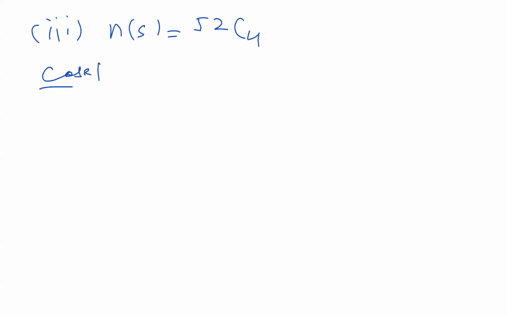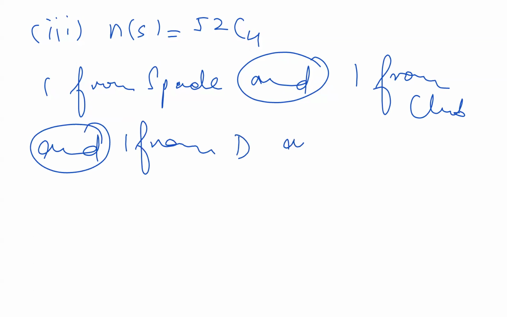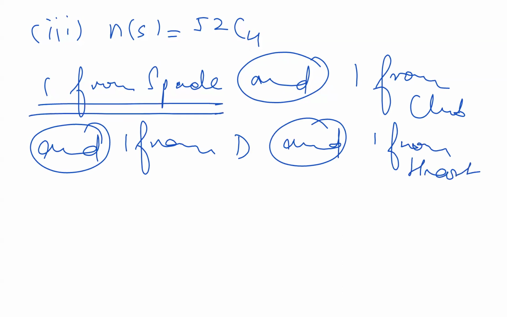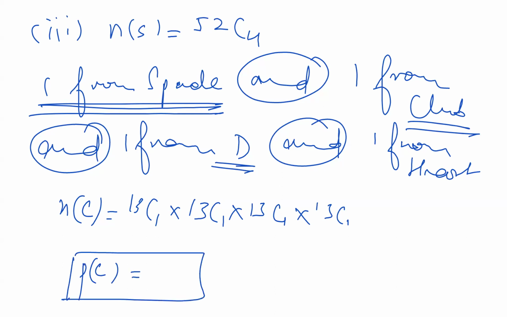Case 1, there won't be cases because we have to choose 4 cards such that one is from each suit. So one from spade and one from club and one from diamond and one from heart. Let this be N of C. One from spade can be selected in 13c1 ways, and one from club, there are 13 clubs, right, can be selected in 13c1 ways. One from diamond can be selected in 13c1 ways, and one from heart can be selected in 13c1 ways. So P of C is equal to N of C upon N of S.